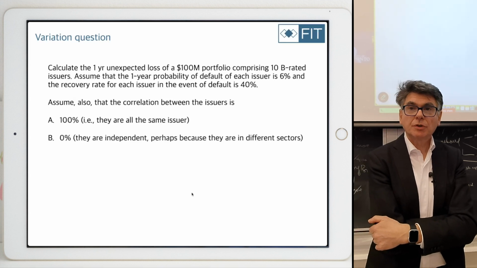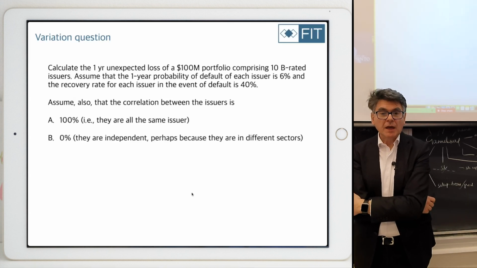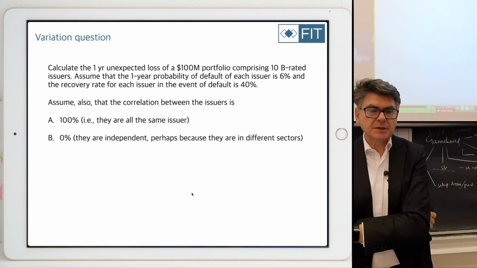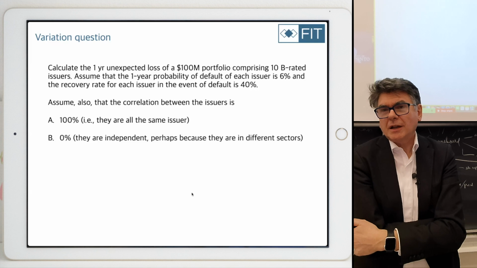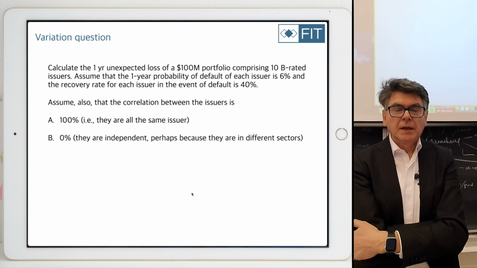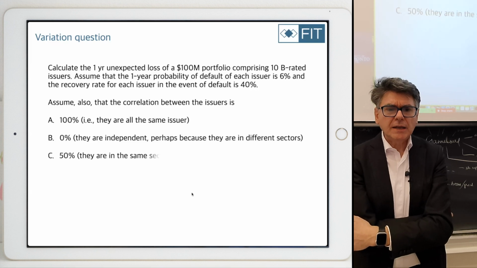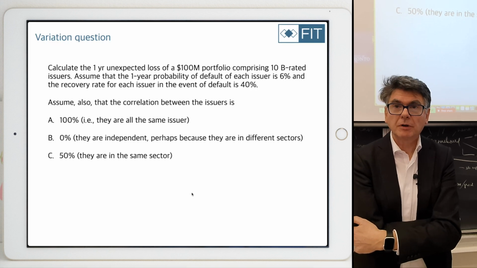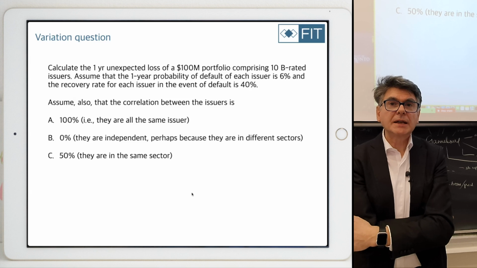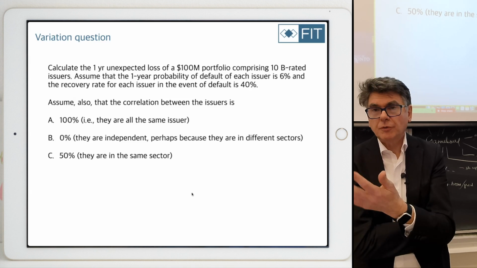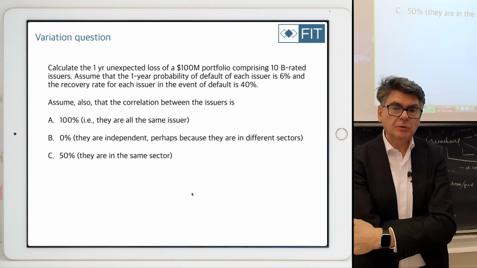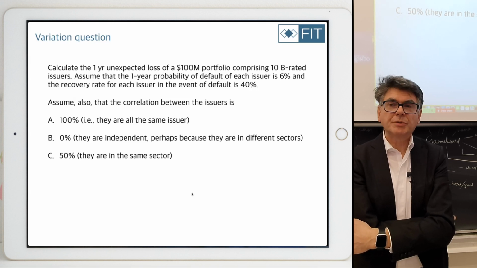We're going to make one assumption, which is that they're all the same issuer, so they're all 100% correlated. The other one is we're going to assume that they are independent. It's very hard to find independent credit default profiles, but I'll assume that for mathematical reasons. And the other one is 50% correlated. They're all, for example, in the same sector. There's some correlation, but not perfect correlation. So I want you to calculate the unexpected loss. I'm going to do this for you. You don't have to work, okay? But before I start, perhaps I would like to ask you, how would you position yourselves to solve this problem?